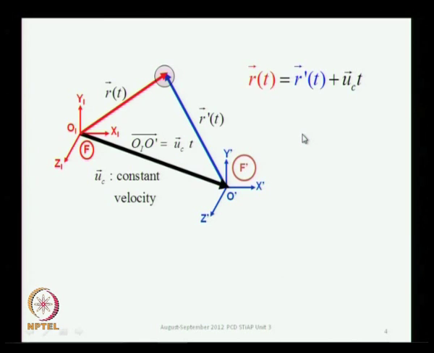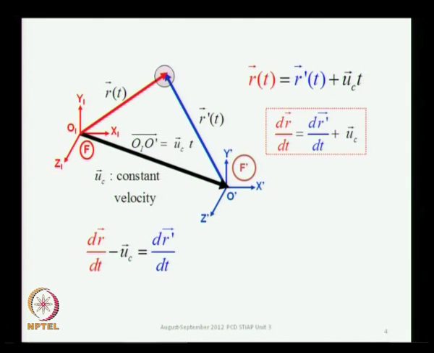Now, if you took the time derivative of this relation, dr by dt, you get the velocity of this object in the first frame, and dr prime by dt gives you the velocity in the second frame, and these two velocities are obviously not the same, because you must add u to this to get the velocity in the first frame. Now, essentially this is the relationship between the velocities of an object in two inertial frames of reference.